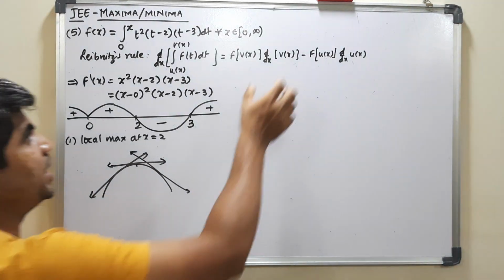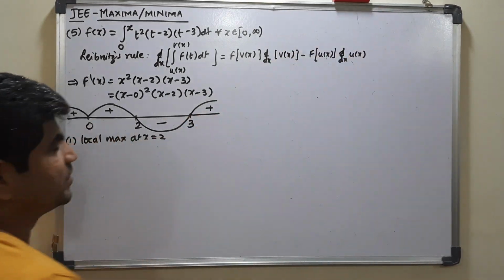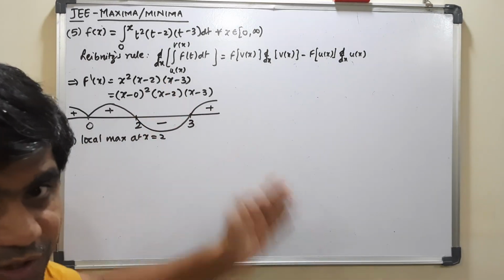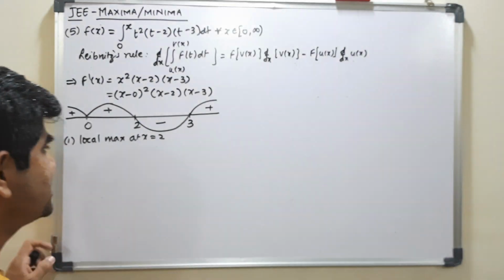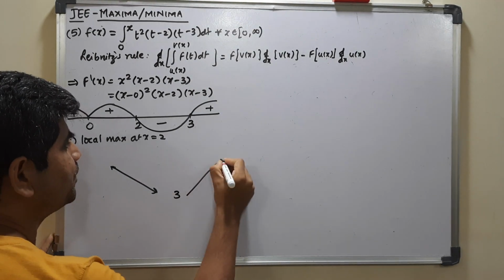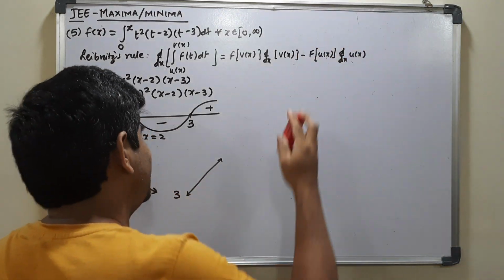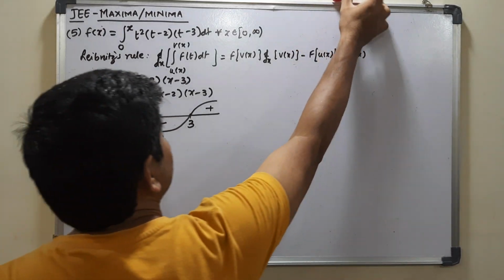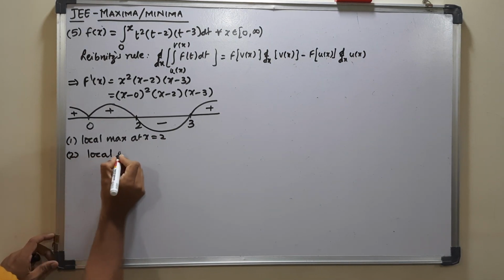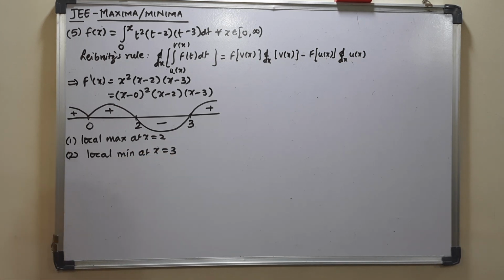The same story comes for this. To the left of 3 it is negative, and to the right of 3 it is positive, right? Means it comes negative like this, and this is your 3 and positive here. Means the point 3, that is at x is equal to 3, it is local minimum. So I get local minimum at x is equal to 3, right?